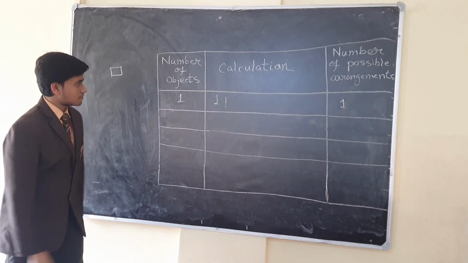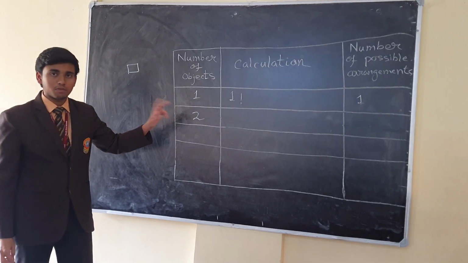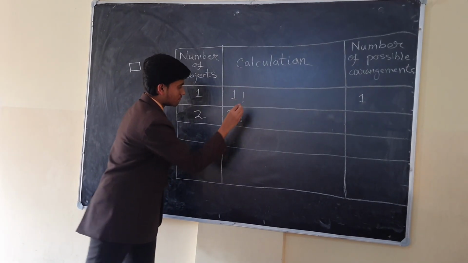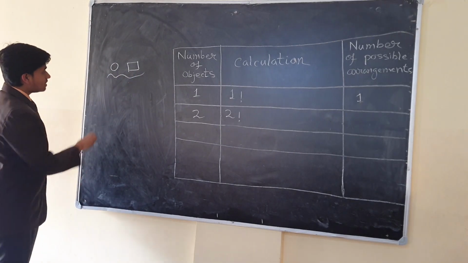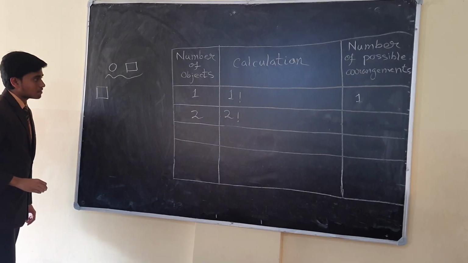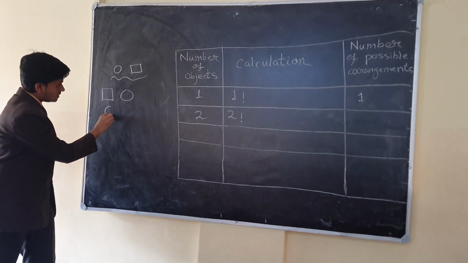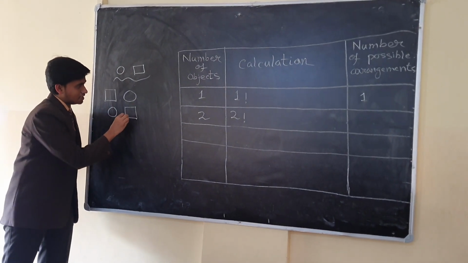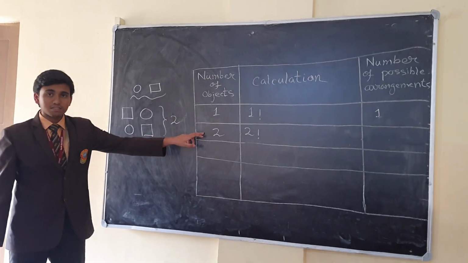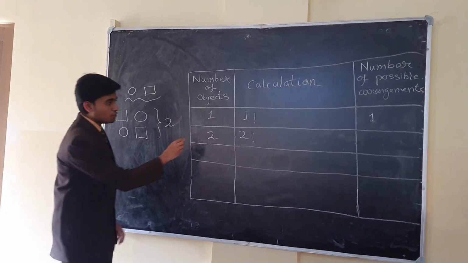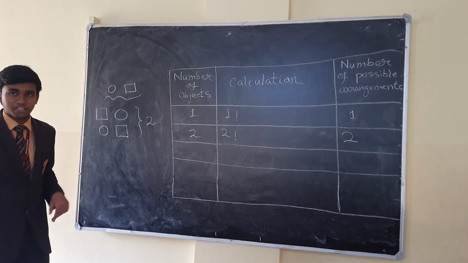Now let us check 2 objects. The number of objects is 2. The number of possible arrangements with 2 objects will be given by 2 factorial. Let the circle be our other object. These two are our objects. Let us keep the square in the first place and the circle in the second place. This will be one arrangement. I can keep the circle in the first place and the square in the second place. This will be another arrangement. In total, I am getting 2 arrangements. For 2 objects, there are 2 possible arrangements. So 2 factorial should give us 2. That is the number of possible arrangements with 2 objects.